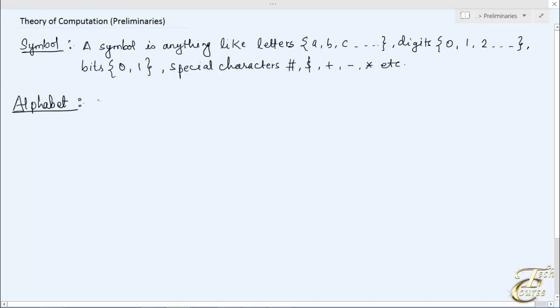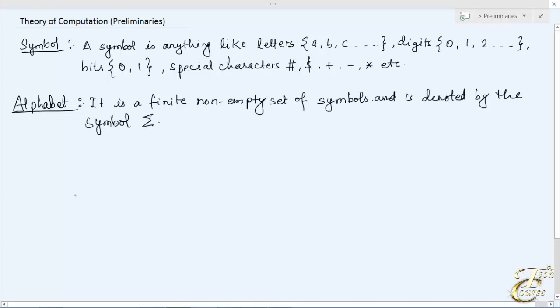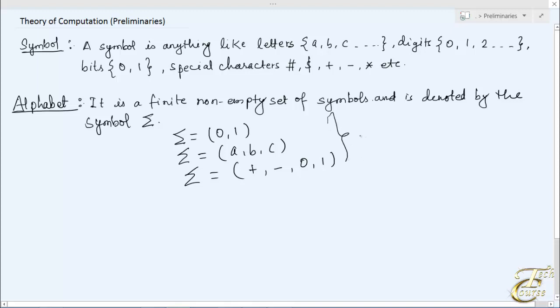Next, alphabet. It is a finite, non-empty set of symbols and is denoted by the symbol sigma. For example, sigma equals {0, 1}. Similarly, sigma may be {a, b, c}. Similarly, sigma may be {plus, minus, 0, 1}, etc. These are some of the examples of alphabets.